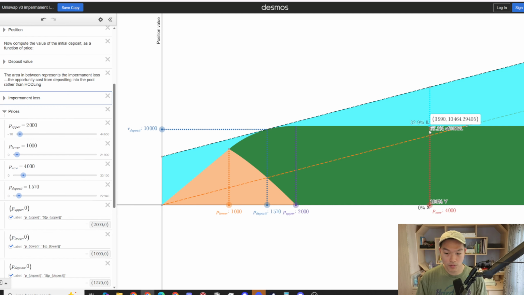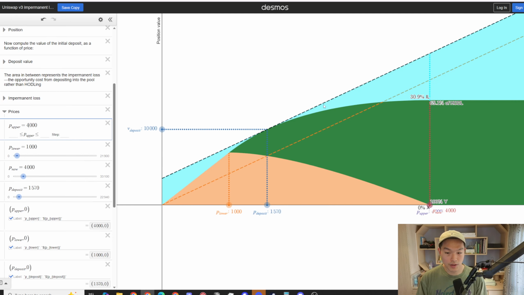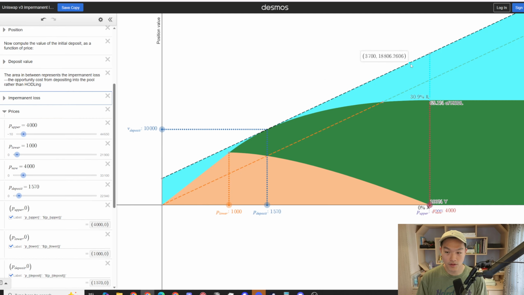My pool would only be worth $10,464 if I held my liquidity in those two ranges, $2,000 to $1,000. But here, if I just held my tokens separately, then I would have $15,000. And if you have a wider range like we talked about, you're still going to suffer some impermanent loss, because if you just held the tokens, you would have $20,000 worth of Ethereum and USDC. And with providing liquidity, you're only going to have almost $14,000.